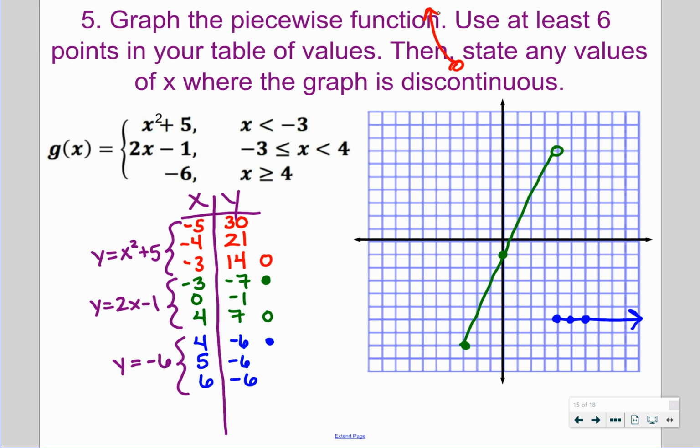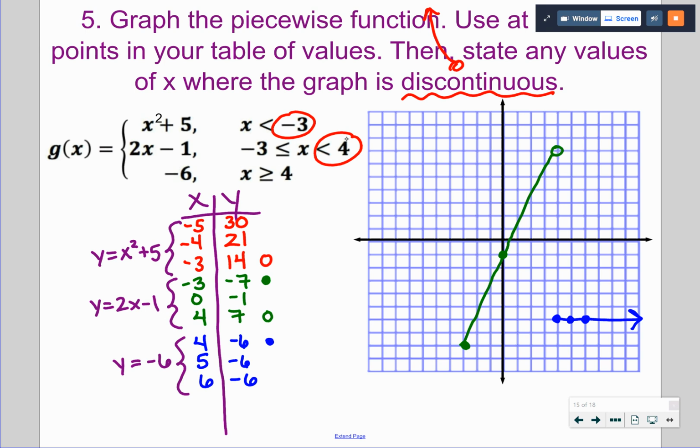All right, the only other part of this question is name where it is discontinuous. These functions can only be discontinuous at x values where it breaks. What are my 2 breaking points here? What 2 x values? -3 and 4 are the only possible answers to this question, okay? Discontinuous means at -3 or at 4 or at both, do I have to pick up my pencil to be able to trace it? And the answer is yes, right?